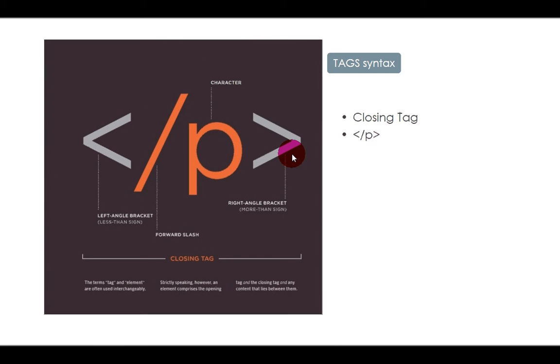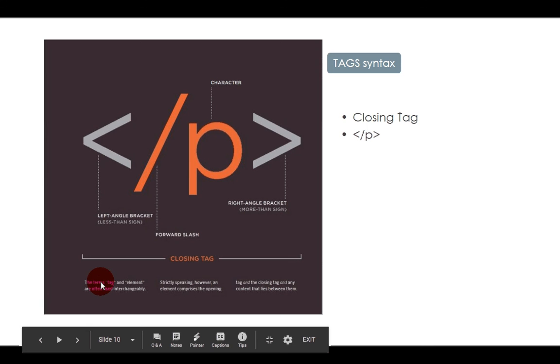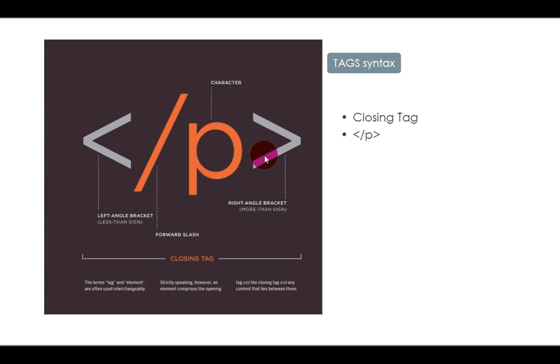This is called the closing tag. What does a closing tag consist of? The terms tag and element are often used interchangeably. Strictly speaking, however, the element comprises the opening and closing tags, which have a left angle and right angle, with a forward slash in the closing one.